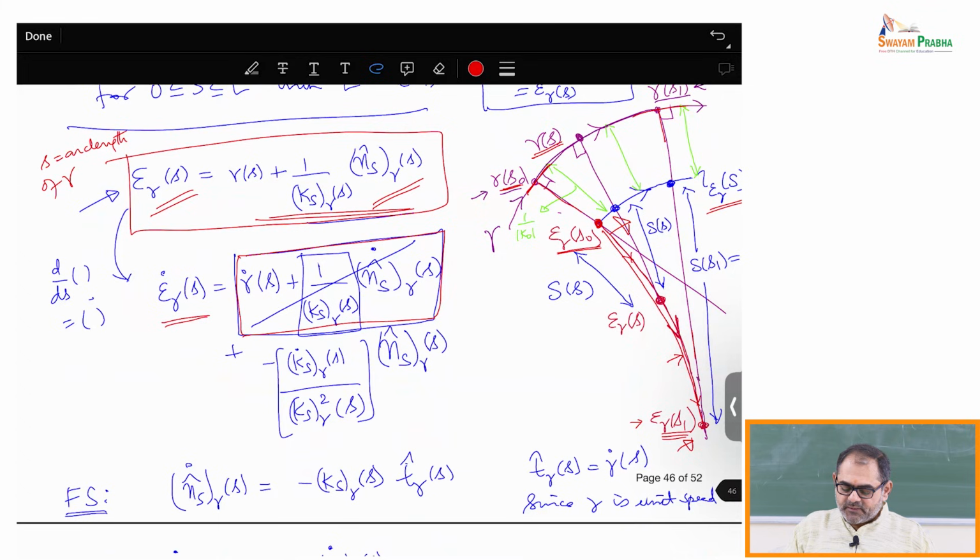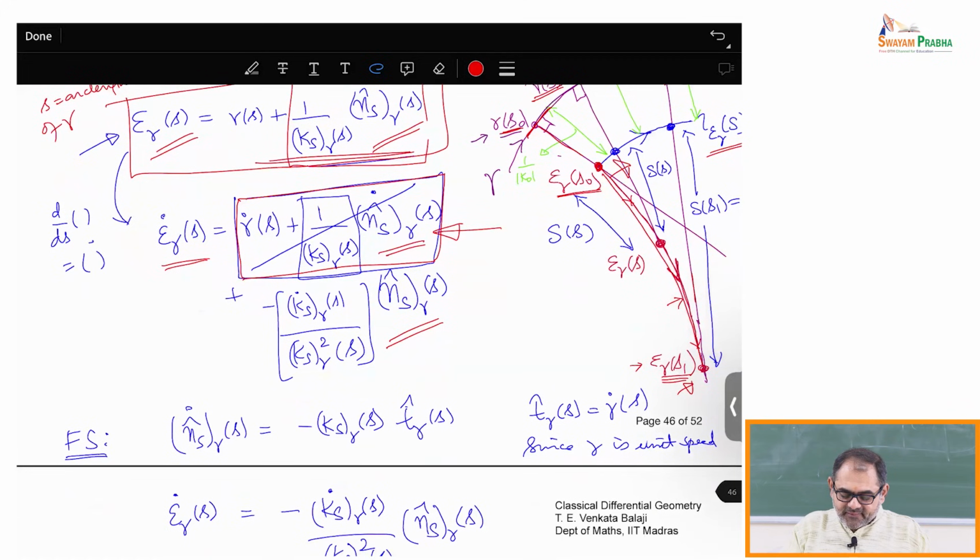When you differentiate this second term, because of the product rule, you get two terms, and you see the first two terms cancel. This is because of the Frenet-Serret relation. And I can apply the Frenet-Serret relation, mind you, this is the Frenet-Serret relation for gamma, because gamma is unit speed.